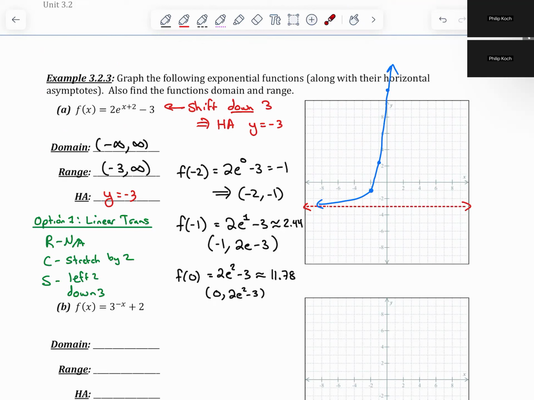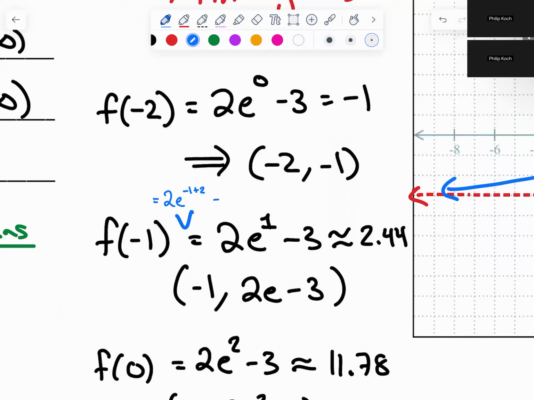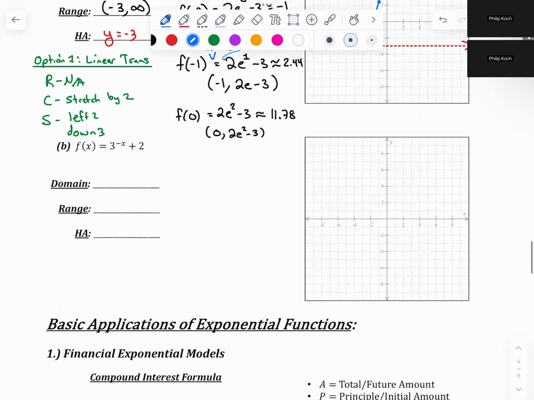So there's a preliminary step going on right here. Let me zoom in and use a smaller thing. This is going to be equal to 2e to the -1 plus 2 minus 3. And that's where I get the e to the 1. Which then equals that. And similarly here, when I plug in 0, I'm going to get 0 plus 2 in the exponent. And that's why I got 2e squared. Okay.